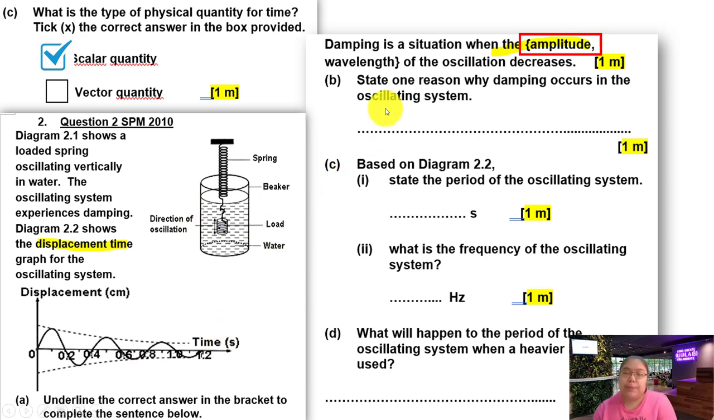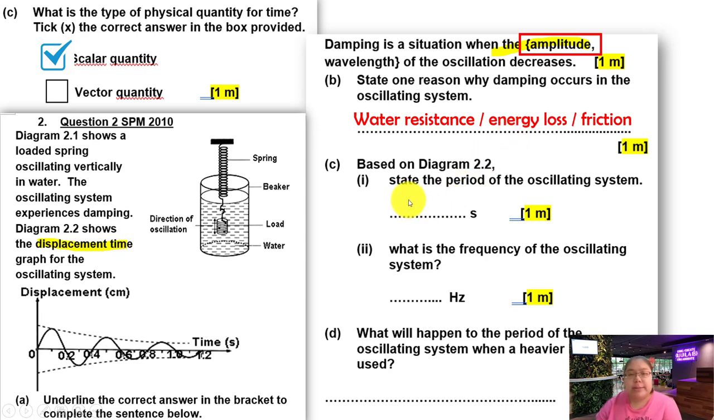Okay, now we're going to see B. State one reason why damping will occur. So we must talk about the surrounding air resistance, or you say the intermolecular vibration that will affect the oscillation. So you see 1 mark, water resistance. Because this one is inside the water, you must see the diagram carefully. If you say air resistance, that may not be accurate, because the object is already put inside the water. So we say water resistance. Okay, number 2, they say energy loss, or you say friction. This is one of the reasons why damping will occur.